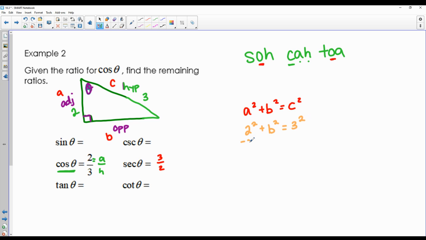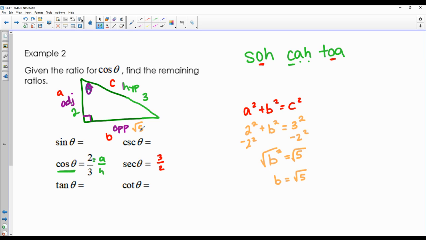Okay, and then you could just subtract your 2 squared from both sides. So B squared here is equal to 9 minus 4, which is 5. So that's a square. So when I take the square root of both sides, I just have that lovely square root of 5. Okay, so that is my opposite side right there. It's the square root of 5.